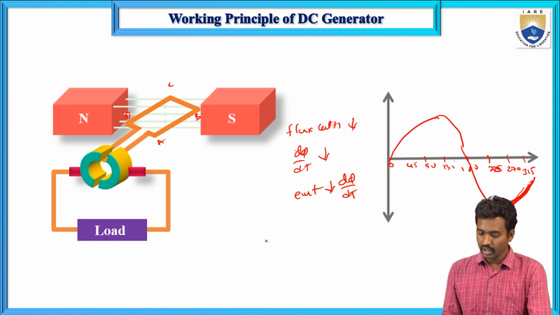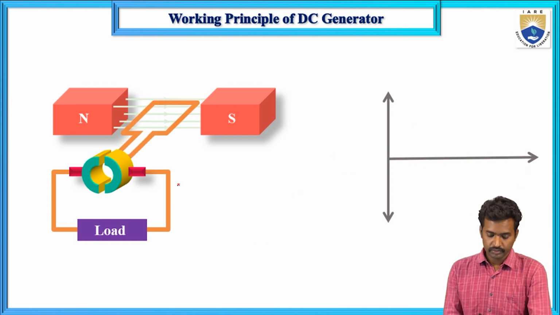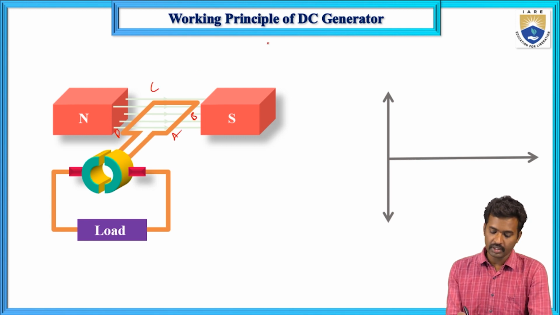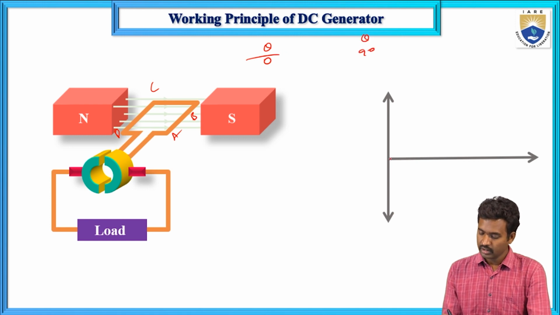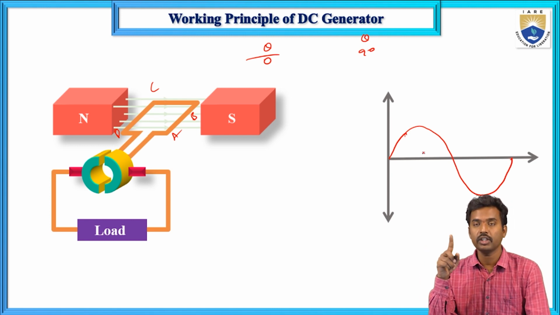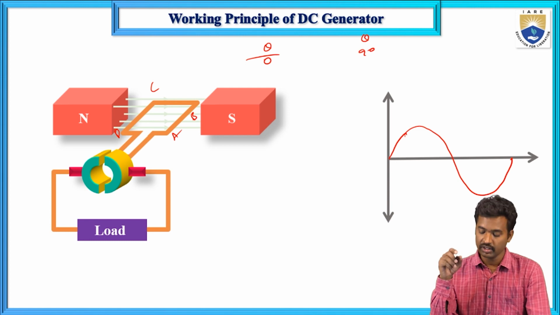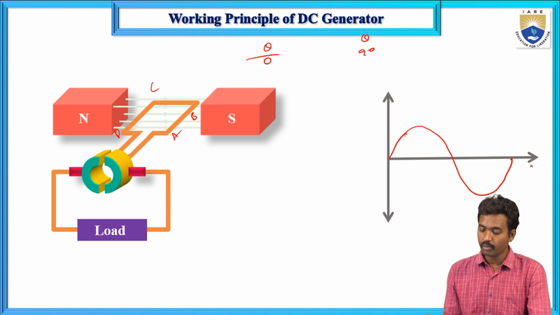And now at the normal position, this is A, B, C, D at theta equals 0 position, and theta equals 90 degrees, same again. So now one complete rotation of the single conductor in the anti-clockwise direction gives one complete sine wave. So see here.